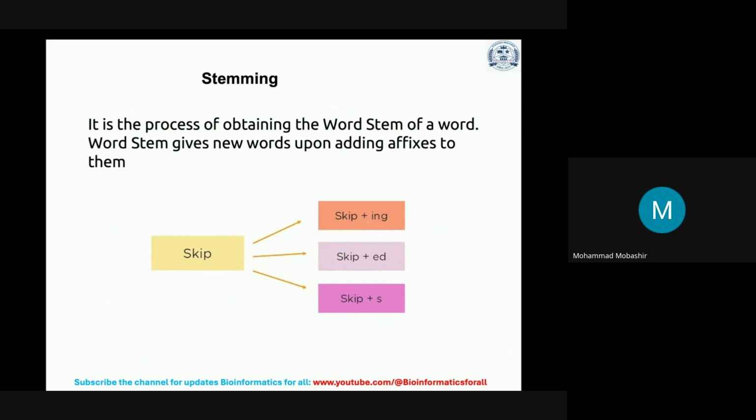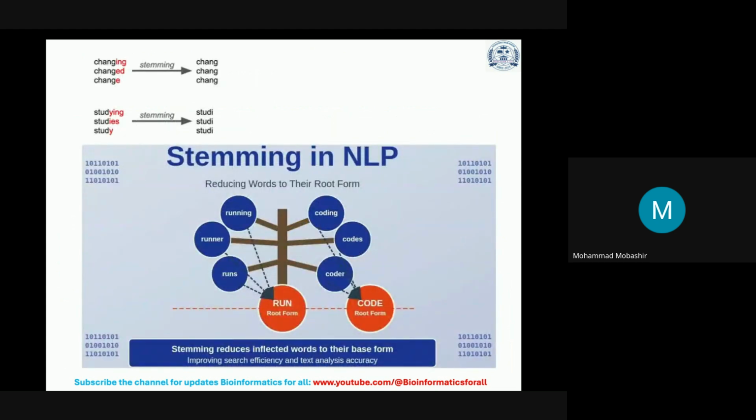and skips. But when you are stemming, you will get only one word for these three words, and that word is skip. If you want to see more examples, you have three words: changing, changed, and change. But when you are stemming, you will get only the word chang. Now, again, you have another three words: studying, studies, and study. Again, you will get the word study, that is STUDI. So, this is called stemming.